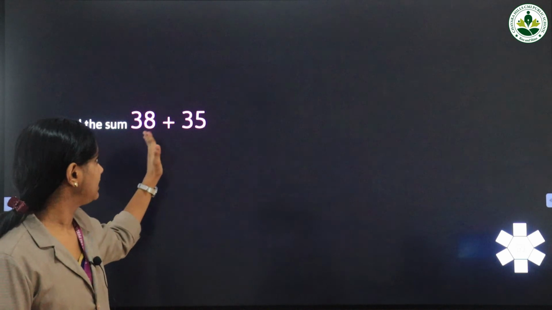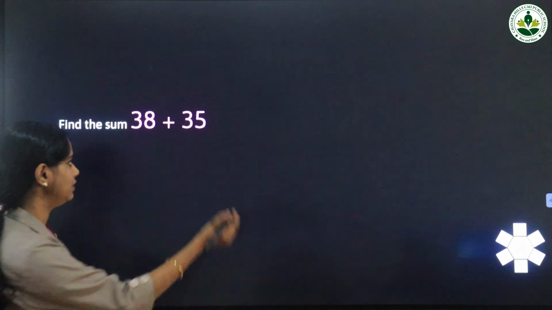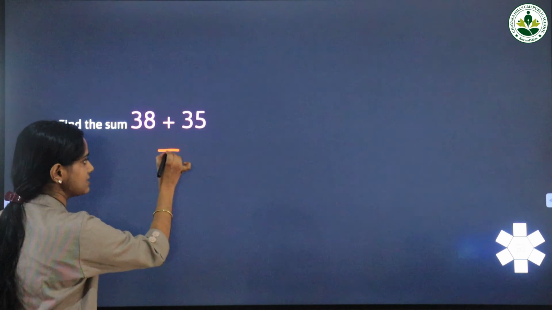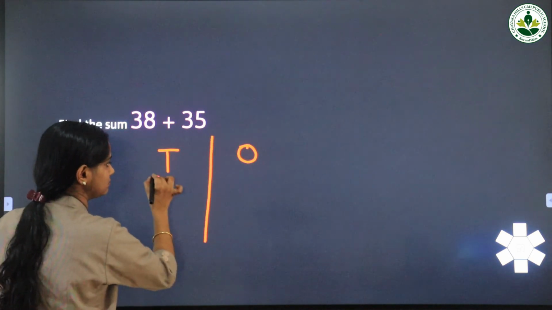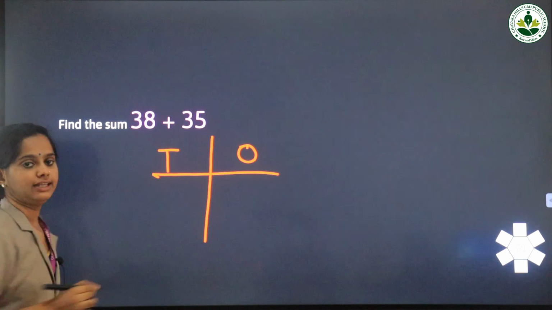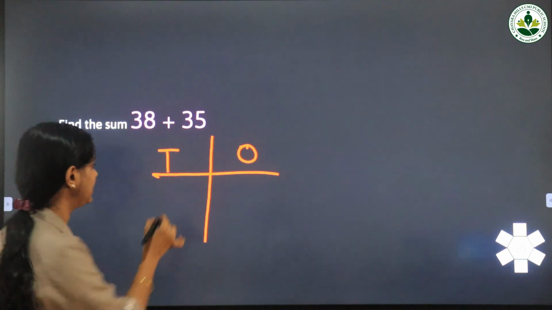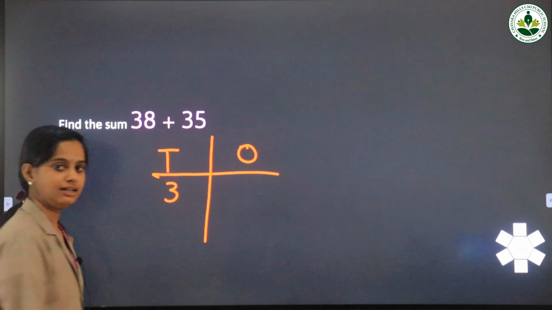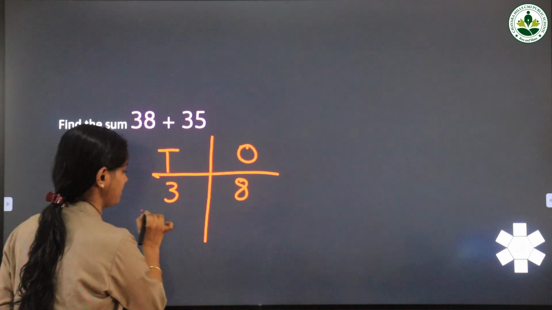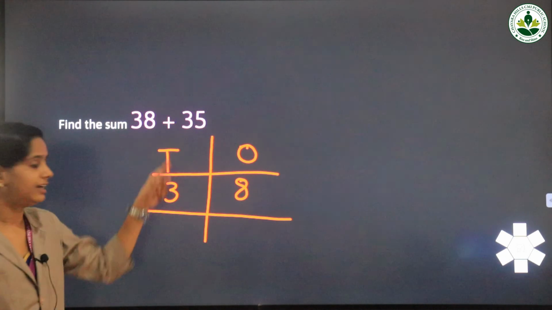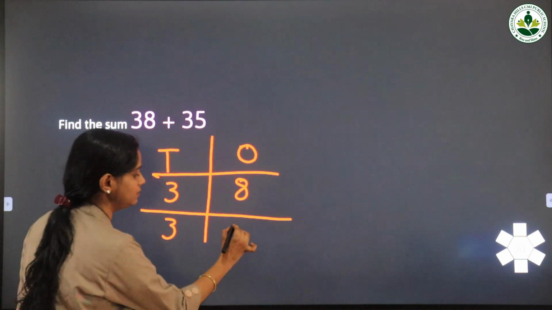Okay, another example. Find the sum 38 plus 35. First we place these numbers in the place value chart. This is the tens column and this is the ones column. 38 has how many tens and how many ones? You know that 38 has 3 tens and 8 ones. The number 35 has 3 tens and 5 ones.